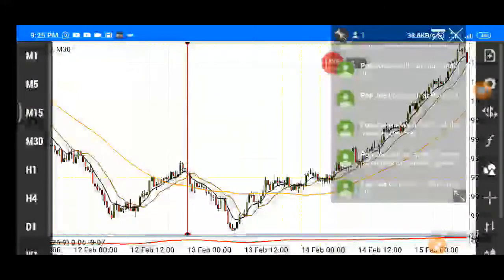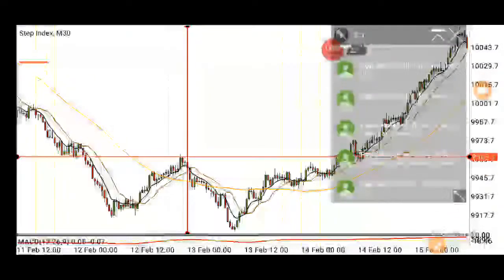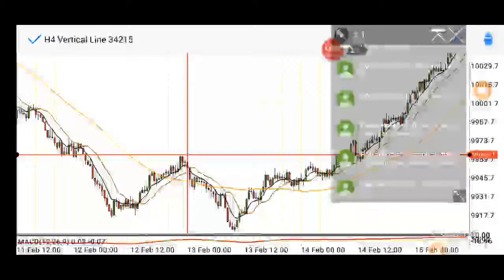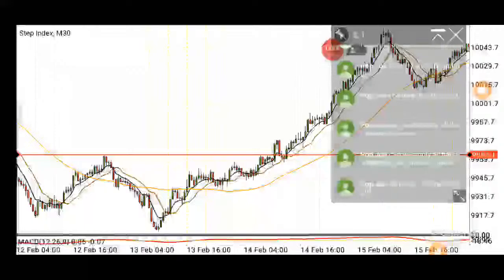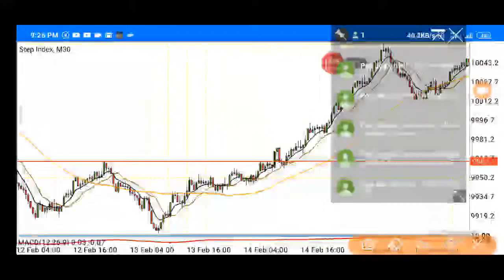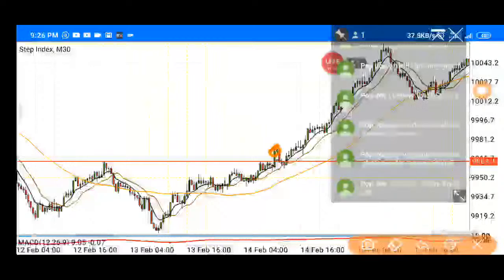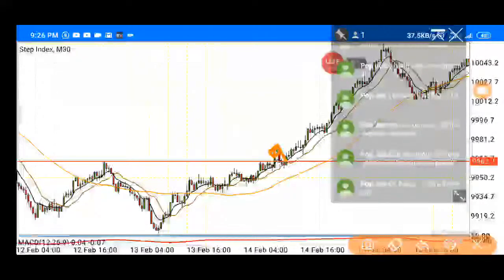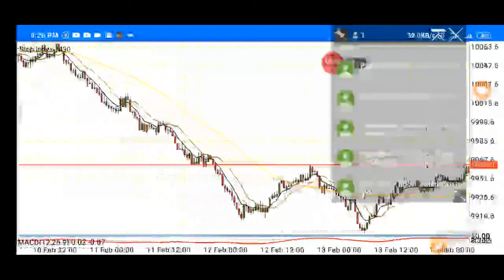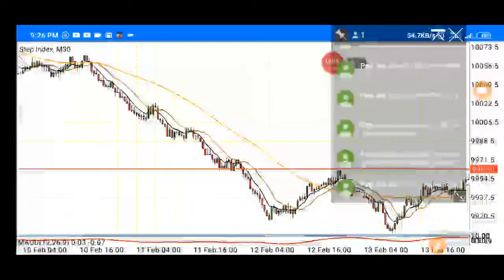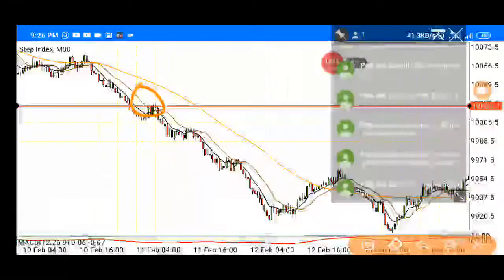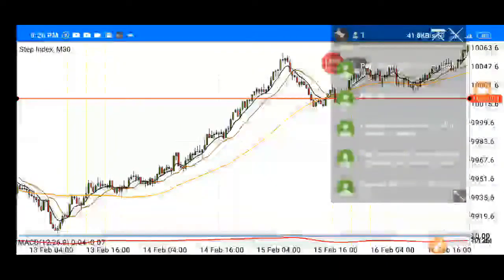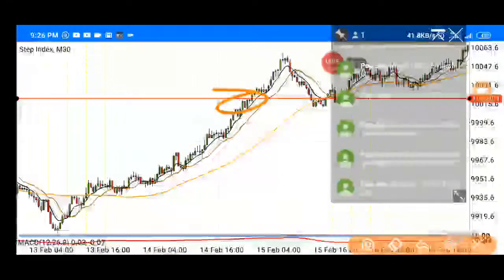Let me draw the neckline very well. Okay, the neckline was broken here. The neckline was broken here. So there was a breakout, there was a retest, and there was a bounce. So let's take profit here around this level. So you can see that's a good one.